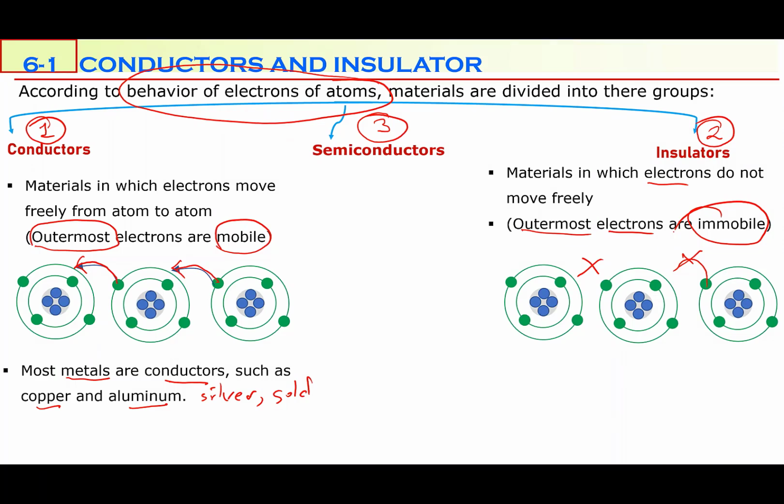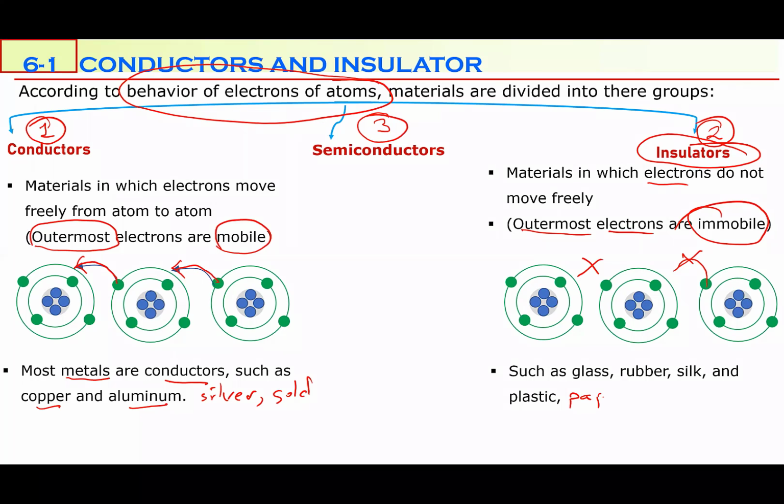If electrons are unable to move from atom to atom, these materials cannot conduct electricity, and they are called insulators. Good examples of insulators are glass, rubber, silk, plastic, paper. These are materials which do not conduct electricity, called insulators.